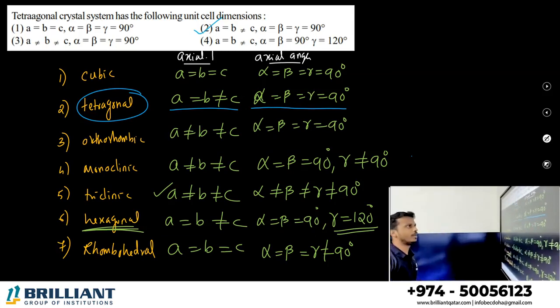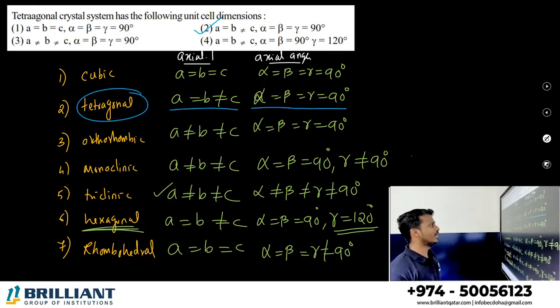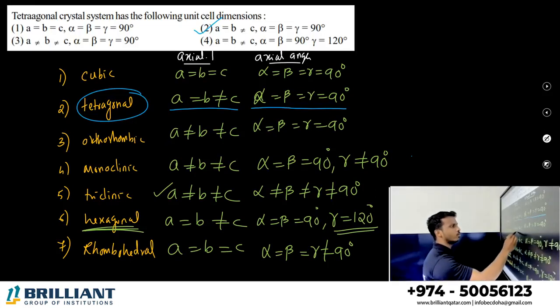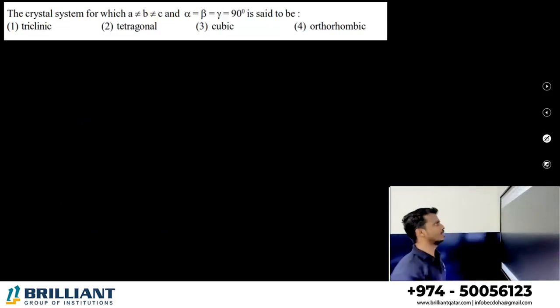Correct? A equal to B not equal to C, alpha, beta, gamma 90 degree. Next question. Here they have given the system, the axes, everything. Identify which crystal system. A not equal to B not equal to C, alpha, beta, gamma are equal. Which system is that? A not equal to B not equal to C, alpha, beta, gamma are 90 degree. What is that? Orthorhombic system. Orthorhombic system. Okay, just to know the table.